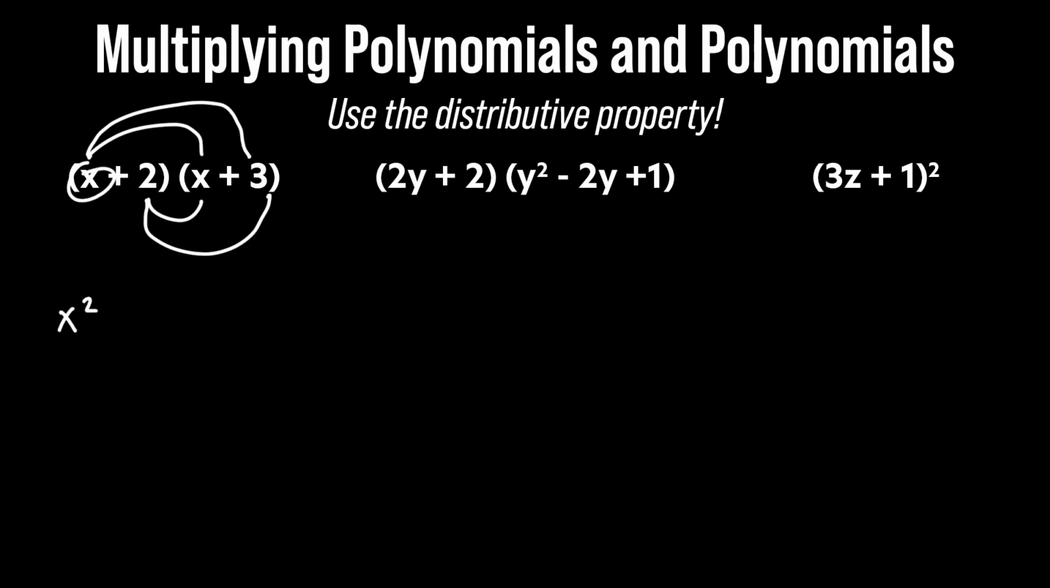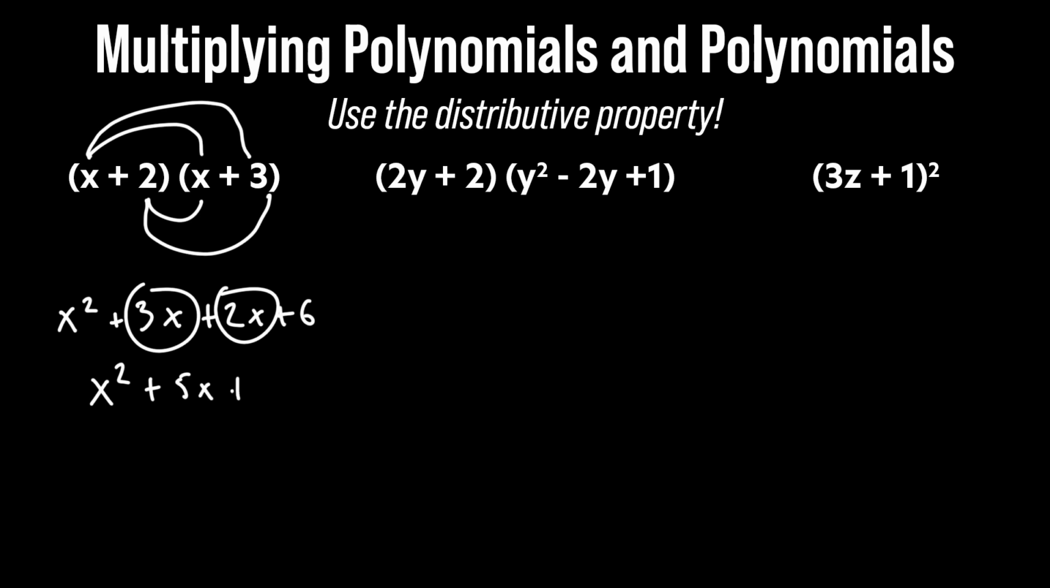X squared plus 3x here plus 2 times x is 2x plus 2 times 3, which is 6. And now we can simplify this by adding the 3x and the 2x, which make 5x. And here's our simplified expression.